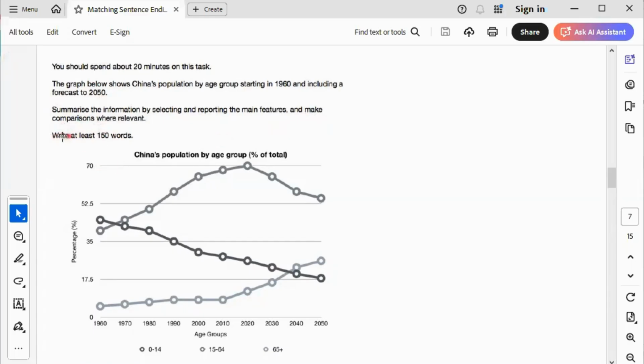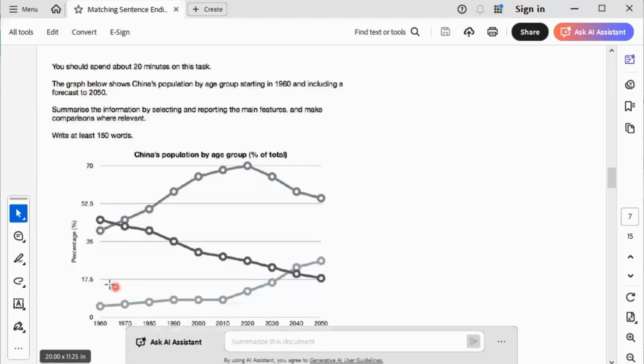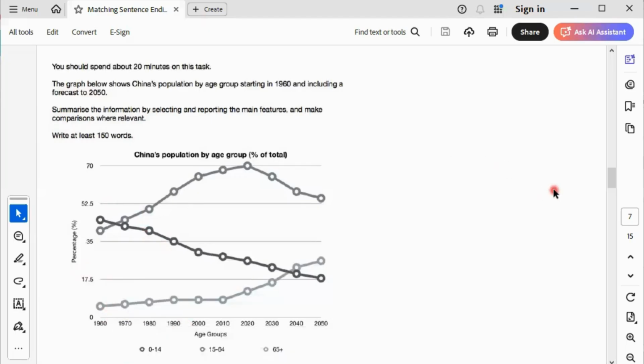Can you see what I said earlier on? Write at least 150 words. So the first thing I want to write here is the introduction. In writing my introduction, you are going to paraphrase the question prompt, this thing at the top here. And then you highlight the categories. There are 3 categories here. Category 1 is 0 to 14 years.